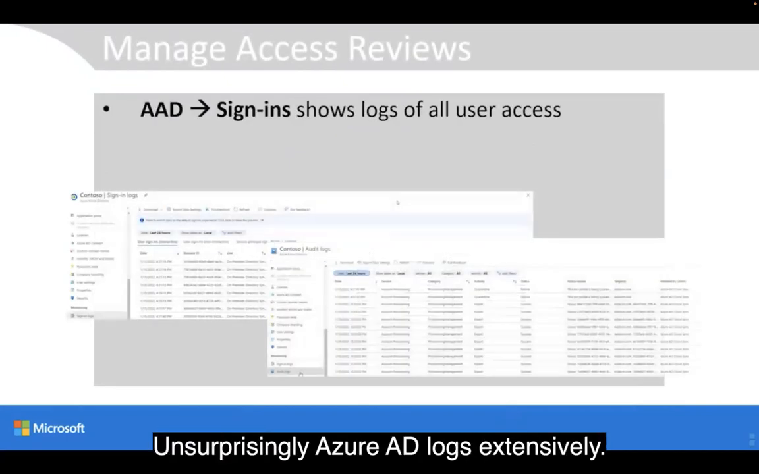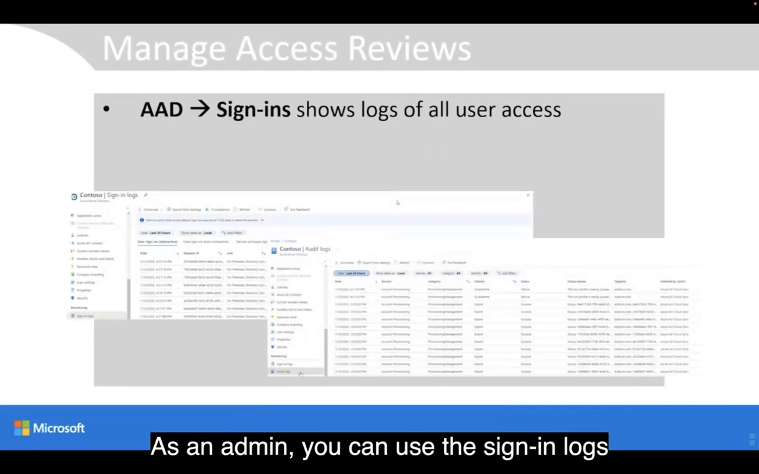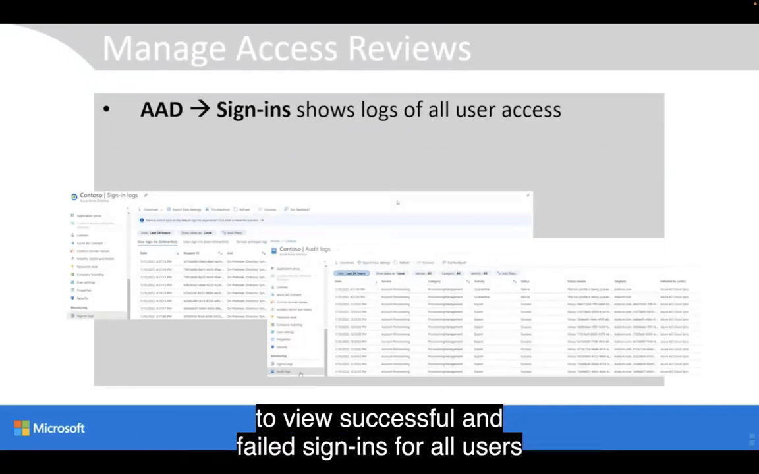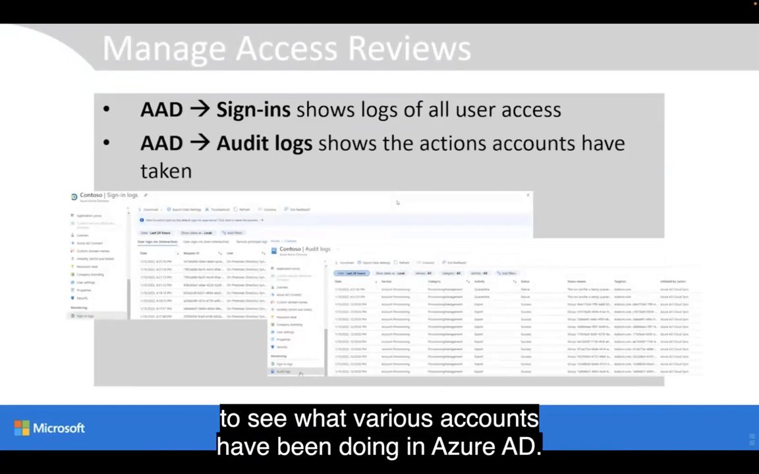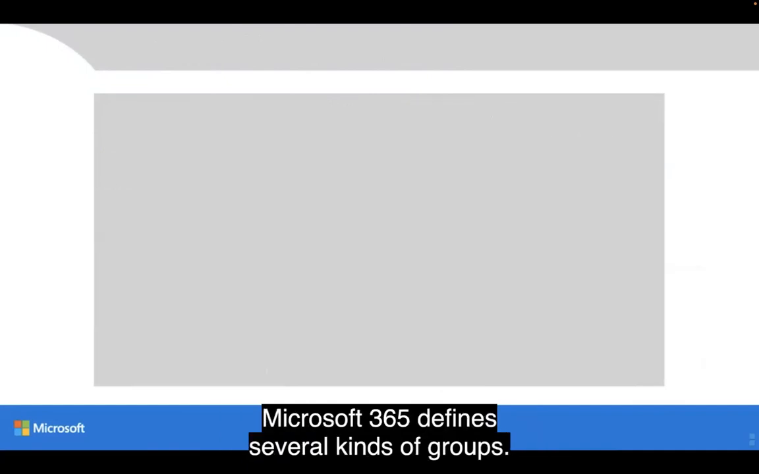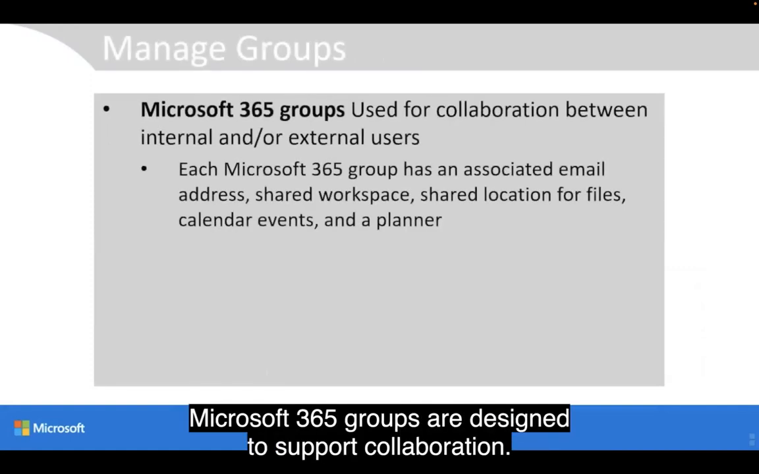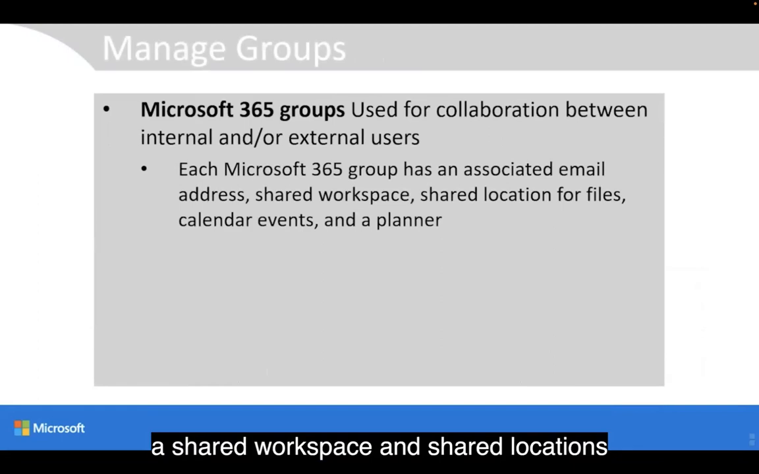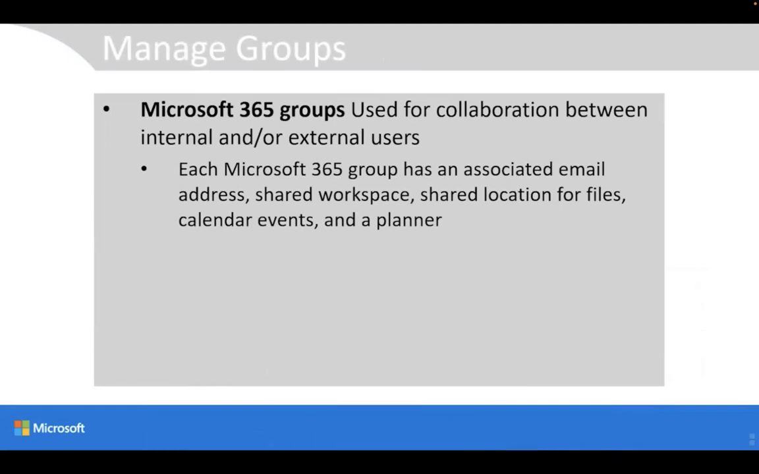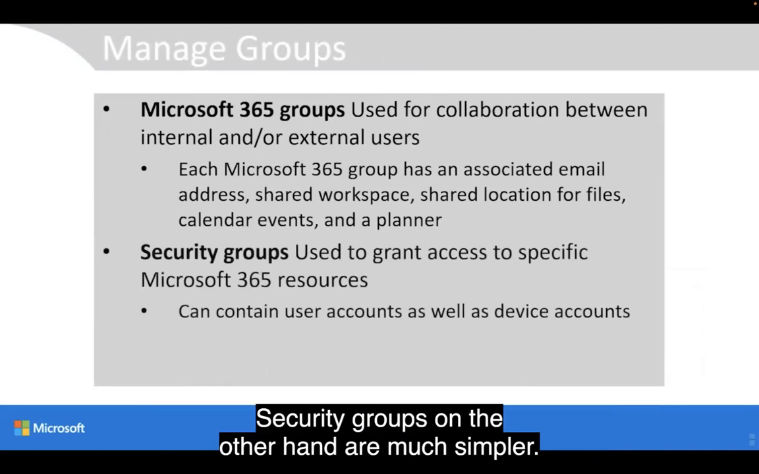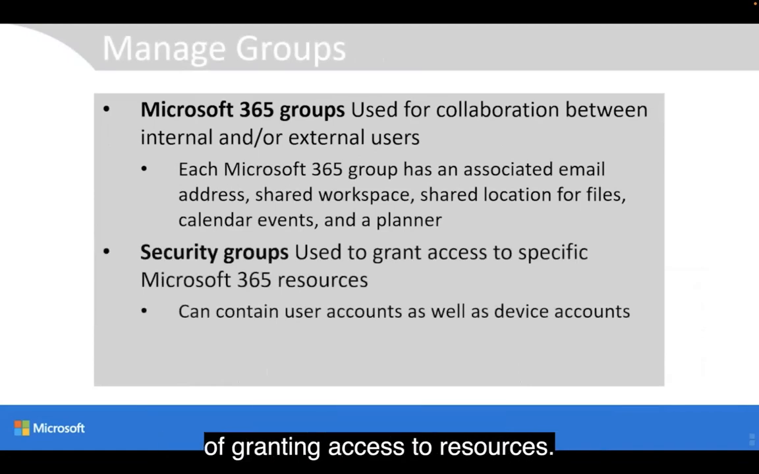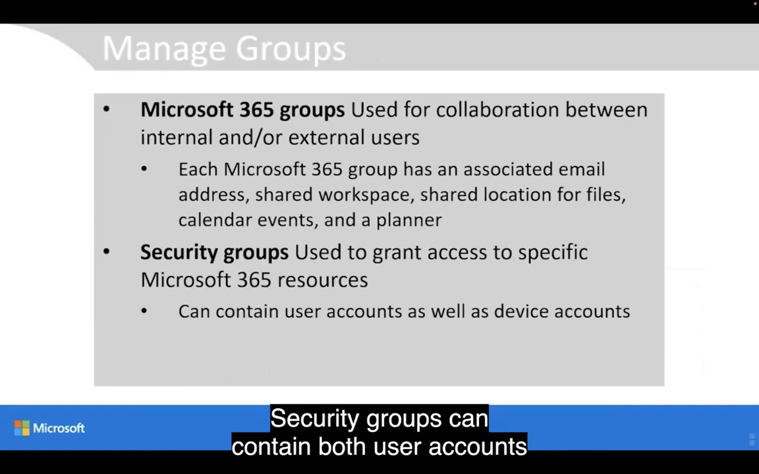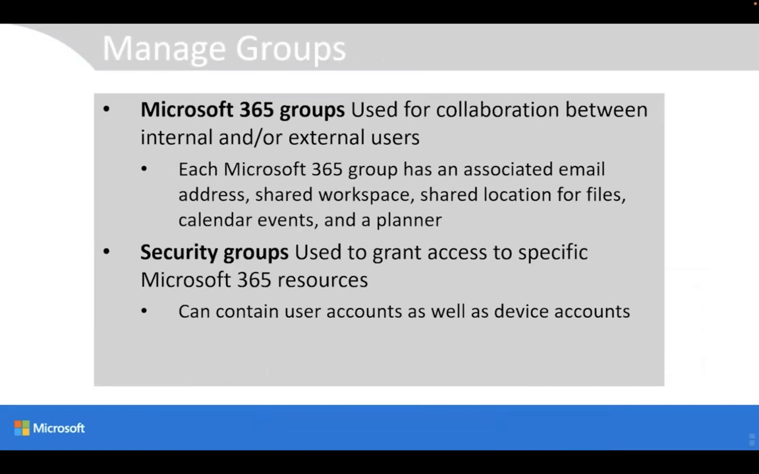Unsurprisingly, Azure AD logs extensively. As an admin, you can use the sign-in logs to view successful and failed sign-ins for all users, and you can view the audit logs to see what various accounts have been doing in Azure AD. Microsoft 365 defines several kinds of groups. Microsoft 365 groups are designed to support collaboration. Each Microsoft 365 group has its own email address, a shared workspace, and shared locations for files and calendar events, and a planner. Security groups, on the other hand, are much simpler. They're designed solely for the purpose of granting access to resources. Security groups can contain both user accounts and device accounts.